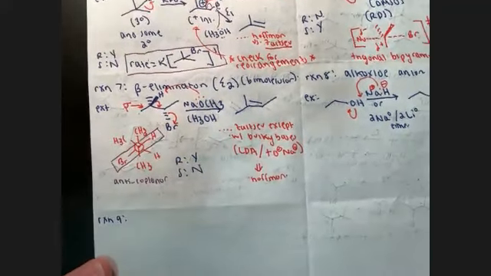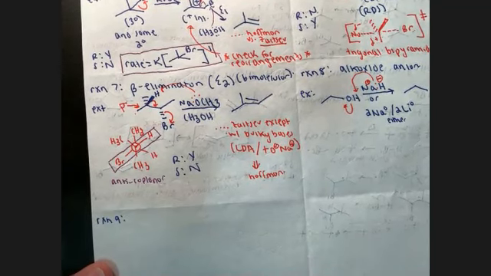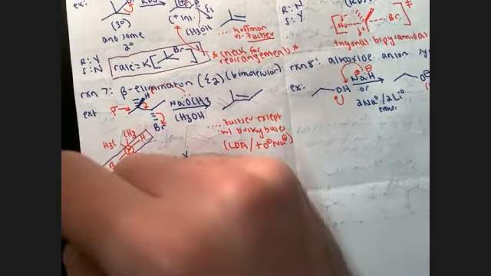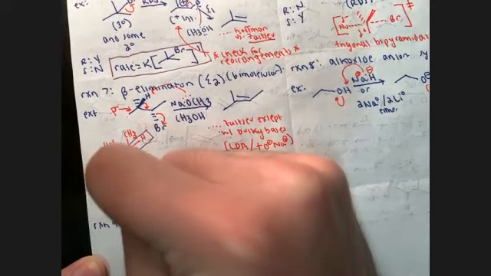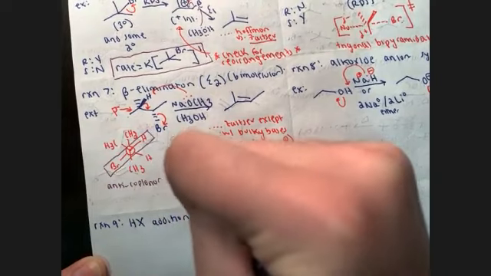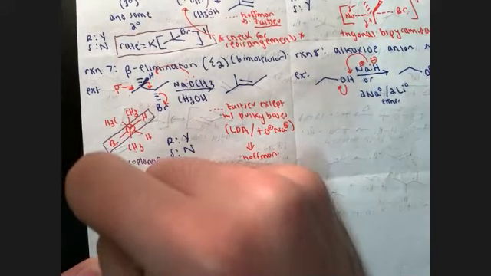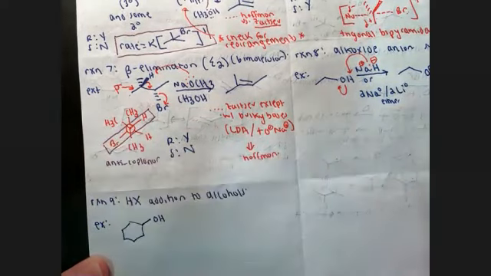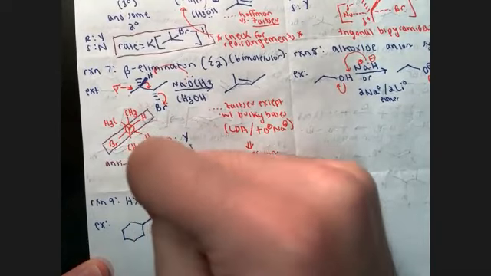Okay, so the next thing is going to be alcohol to haloalkane synthesis. So I am just going to say HX addition to alcohols. Okay, HX addition to alcohols. So an example of that is going to be, let's just take maybe something that looks like this. Okay, take this alcohol and let's treat it with something like HX. So let's just do HCl.